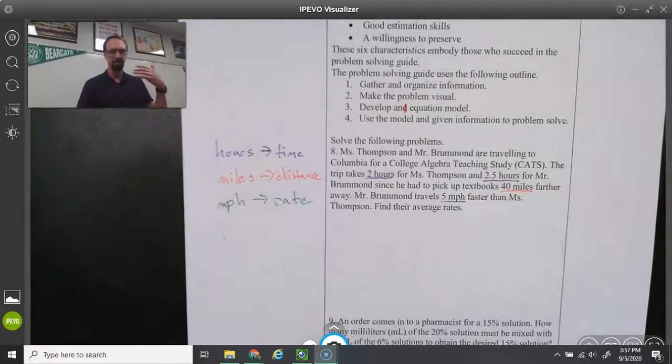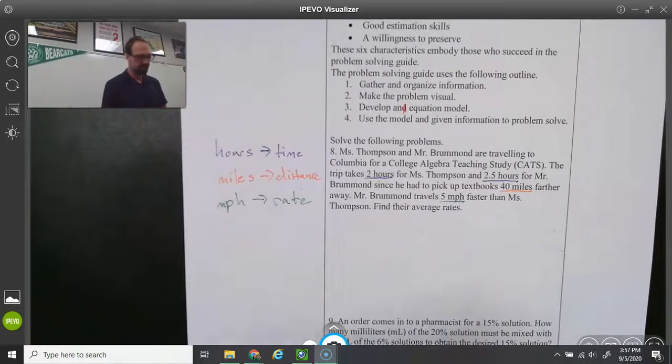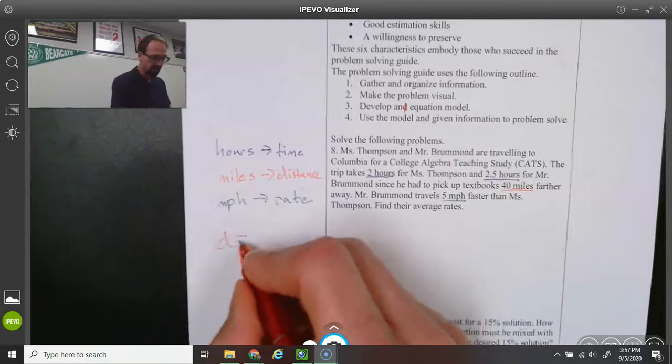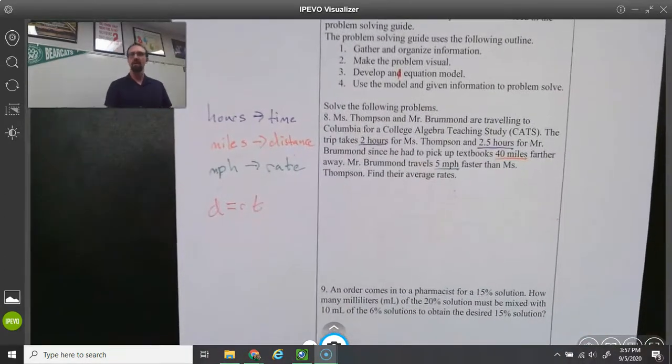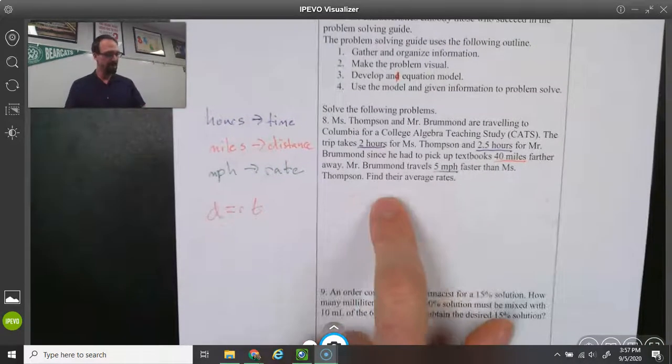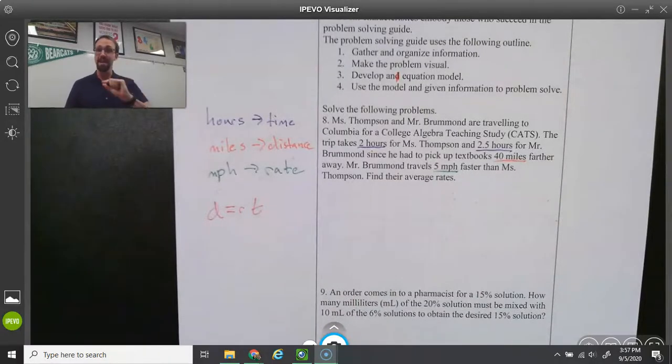So knowing that I'm looking at time, distance, and rate, I'm looking to see if there is a formula that helps me visualize this. And that is distance equals rate times time. So now with that information, I can go back and look at this problem. It says find their average rates. They, in this case, is Mr.